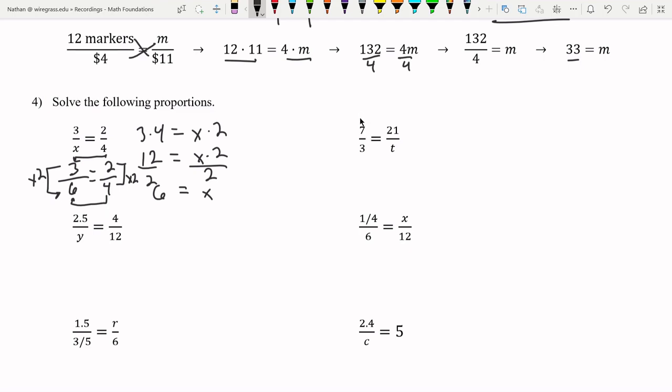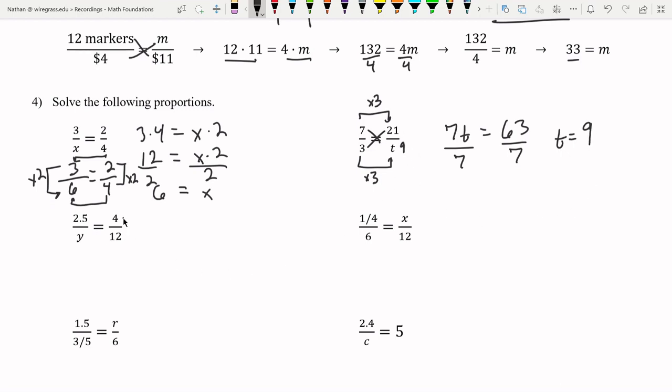Here, I can see that 7 times 3 is 21, which means I know the solution is going to be 3 times 3, which is 9. So I know this should be 9, but let's just prove that true by using cross multiplication. So going across, I get 7 times t, or 7t, and 3 times 21 is going to be 63. If I divide by 7, I get t equal to 63 over 7, which is 9. And that does check out.